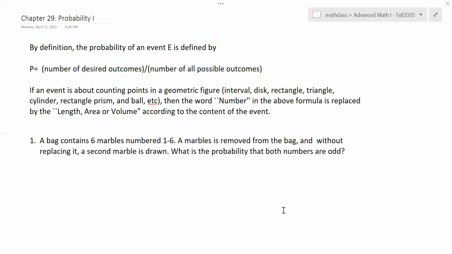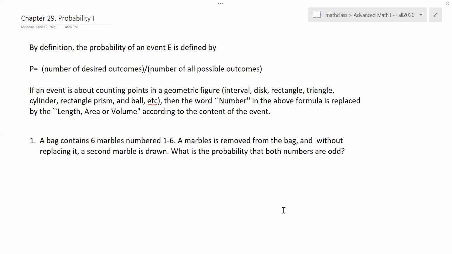So let's take a look at the first problem. If you have answers, you can post them here. If you don't want other people to see your answers, you can privately post the answer to me in the chat window. A bag contains six marbles, numbered 1 to 6. A marble is removed from the bag, without replacing it, just taking one by one. A second marble is drawn. What is the probability that both numbers are odd?